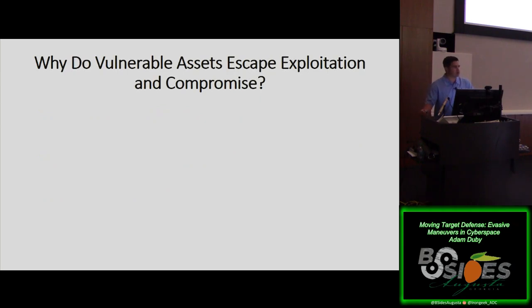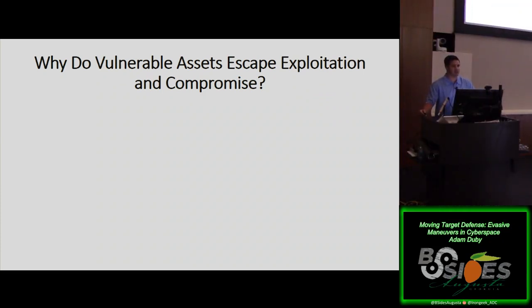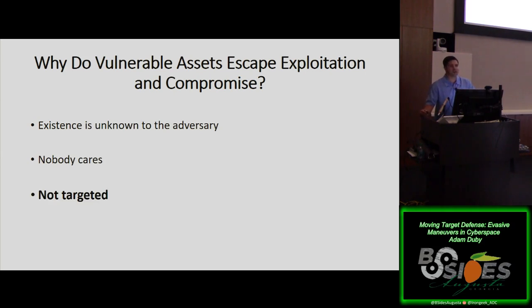So why do vulnerable assets escape exploitation and compromise to begin with? Out there are assets that exist. They are vulnerable, but they manage to evade compromise. Why is that? Either their existence is unknown, nobody cares about it, or it's just simply not targeted.